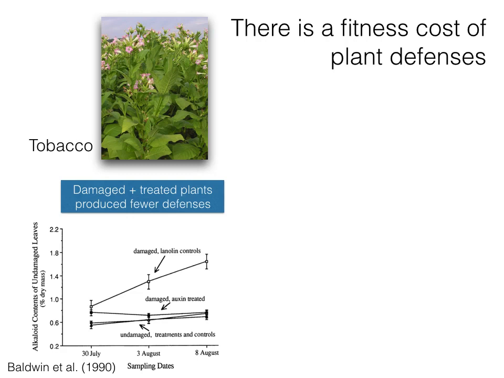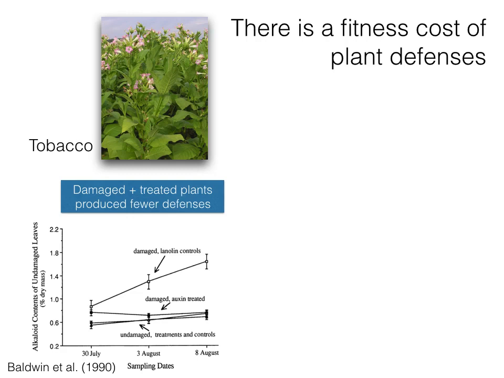So here's what they did. In this graph on the lower left, they first wanted to establish that applying auxin would actually reduce the plant's normal defense response, as measured by the production of certain alkaloid compounds, these defensive compounds, in the tobacco plants. So what you'll see at the bottom there are undamaged plants, both the treatments and controls, and the damaged plants where the auxin was applied. Both have very low levels of defense production.